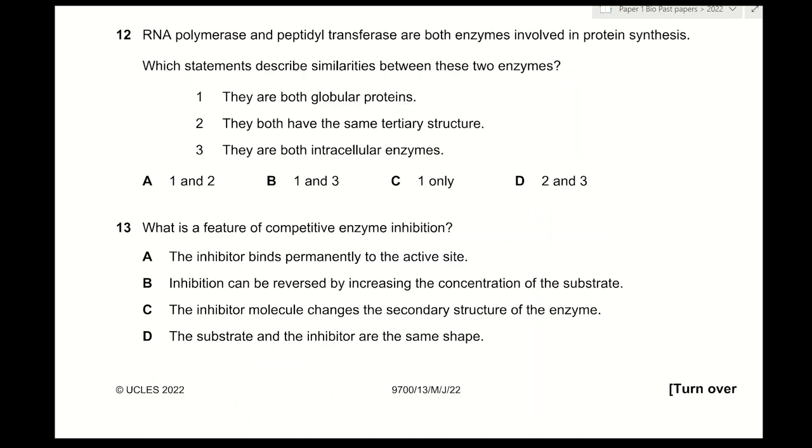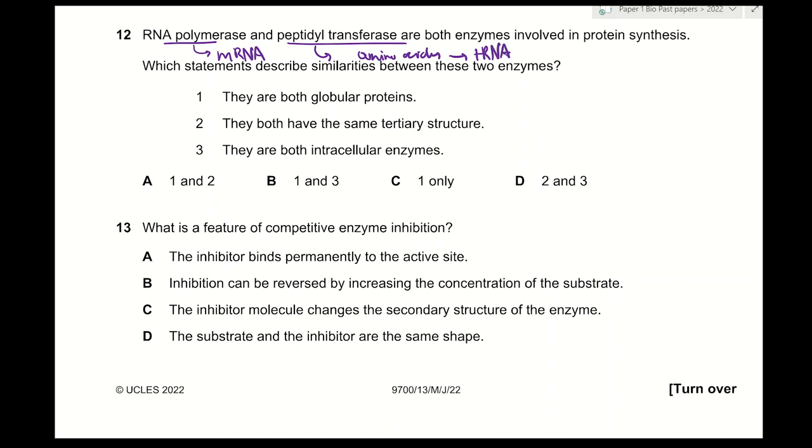Question number 12. RNA polymerase and peptidyl transferase are both enzymes involved in protein synthesis. Which statements describe similarities between these two enzymes? Now, RNA polymerase is the enzyme used to synthesize mRNA molecules during transcription. And peptidyl transferase is used during translation, where it synthesizes the peptide bond between the amino acids carried by tRNA molecules.